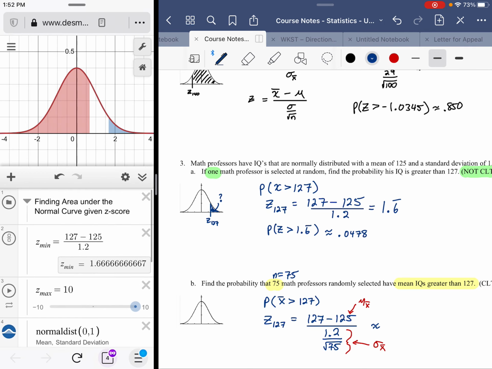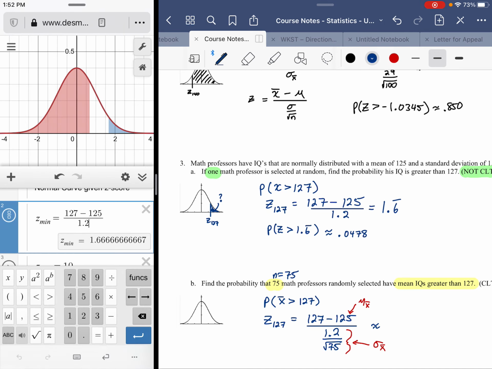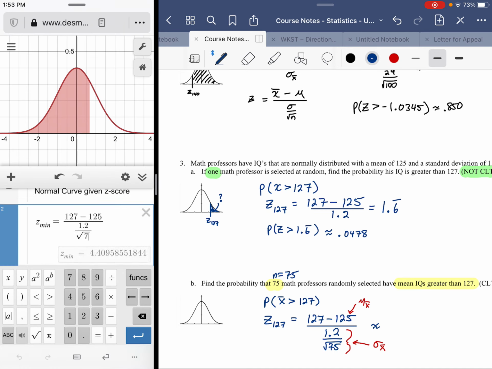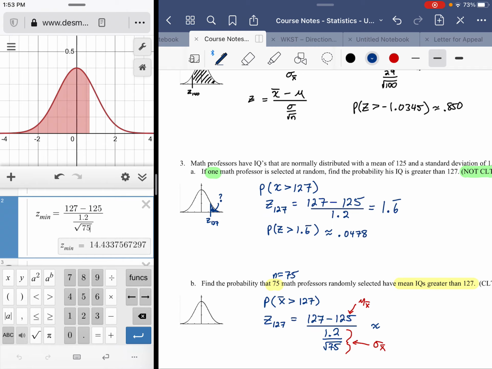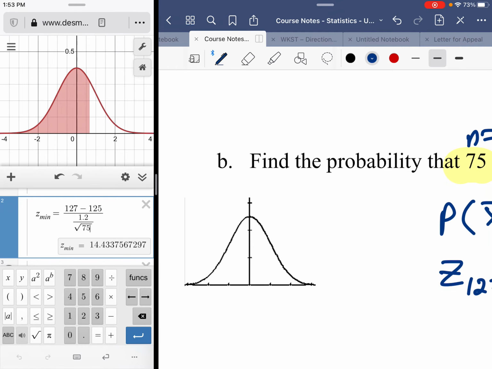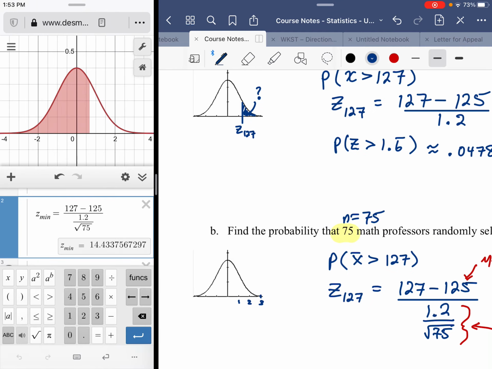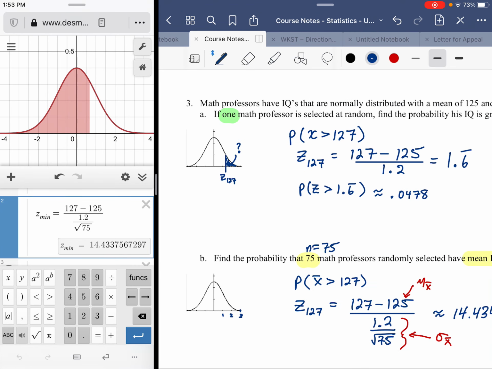All right, so we crunch that, divided by the square root of 75, and we're talking about a minimum z value of 14.434. Yeesh. I don't even think I could draw that on the graph, because this only goes out to 3. Here's 1, 2, 3. It's off the graph.